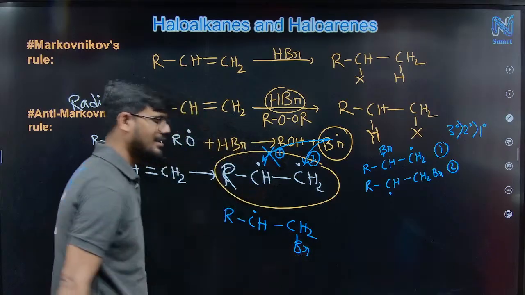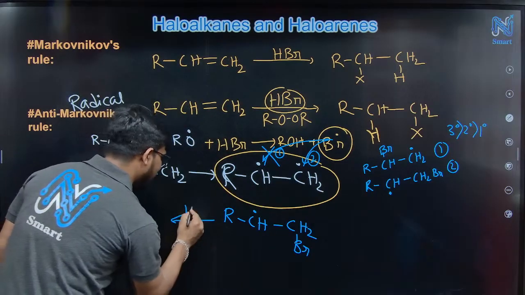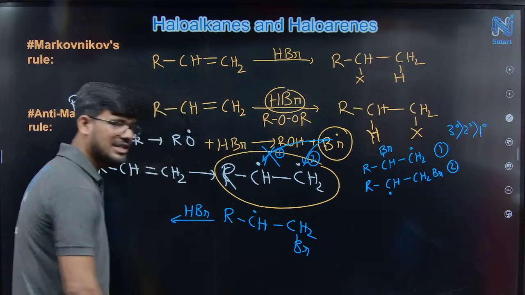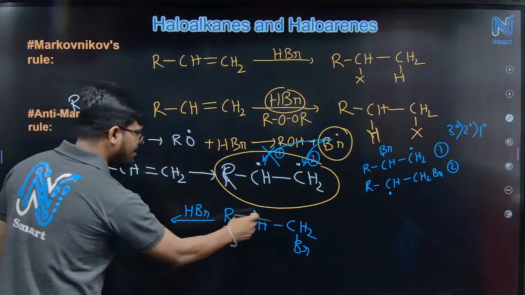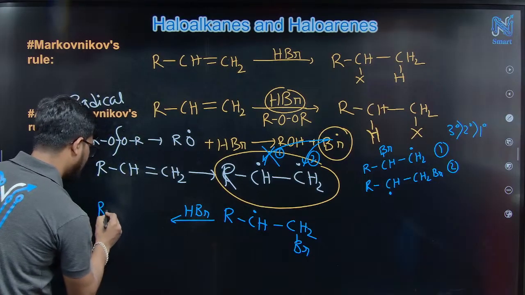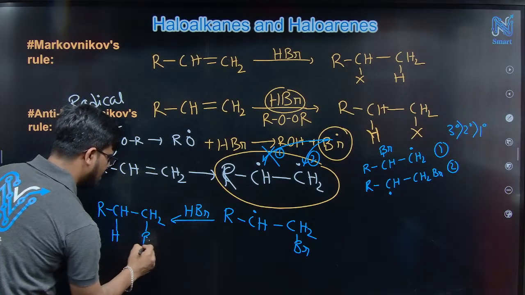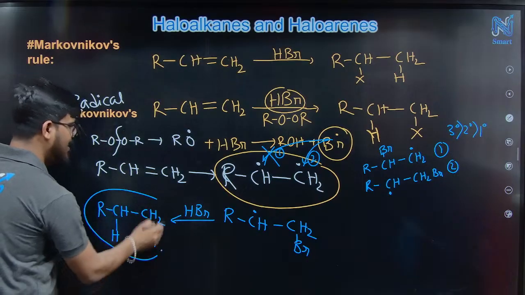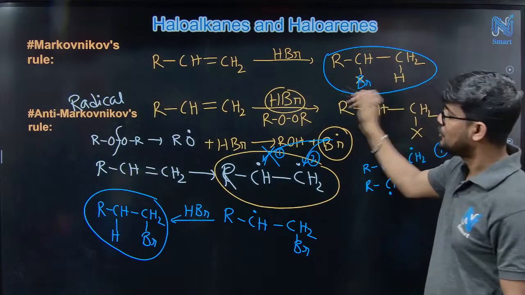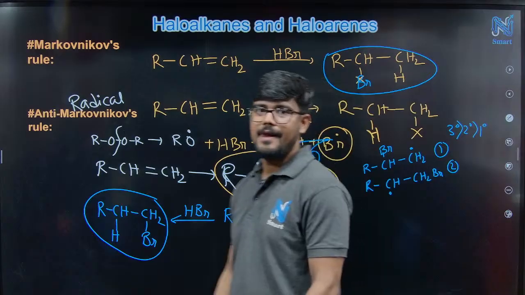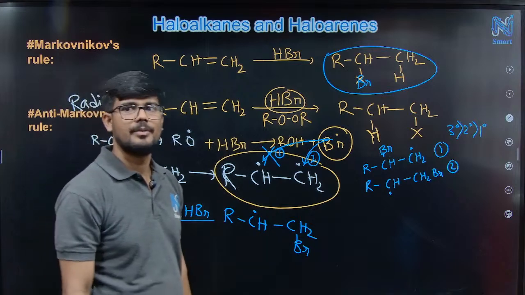Clear? Now in the reaction medium HBr is already present, right? So this HBr, here we have hydrogen, again it will produce a hydrogen radical and a Br radical, and this hydrogen will attach to this and you will get R-CH2-CH2Br. Now just check, this is our final product, which is exactly opposite to this. So here Br we have, right? So it is opposite to this, correct? So through this radical mechanism, we are getting this anti-Markovnikov product.